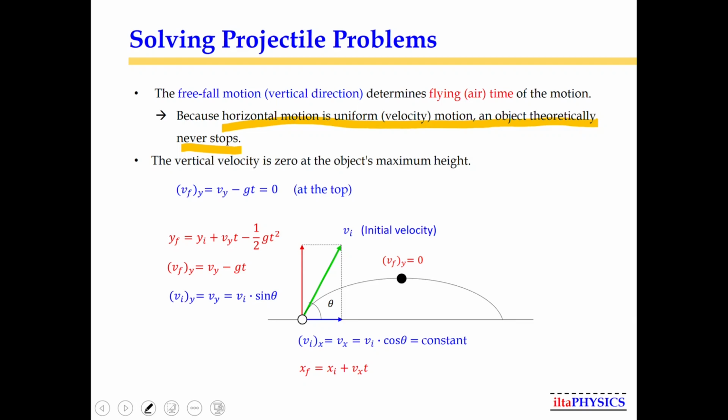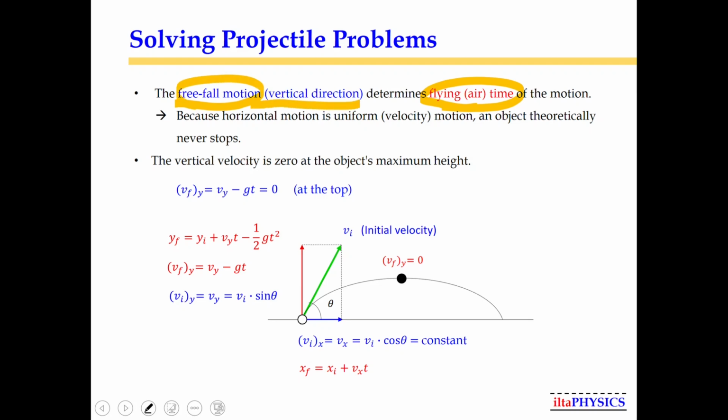Since there is no acceleration in the horizontal direction, the object's speed theoretically cannot change and thus, it cannot come to a stop. Therefore, the duration it takes for the object to fall back to the ground due to gravity is precisely the object's time of flight.